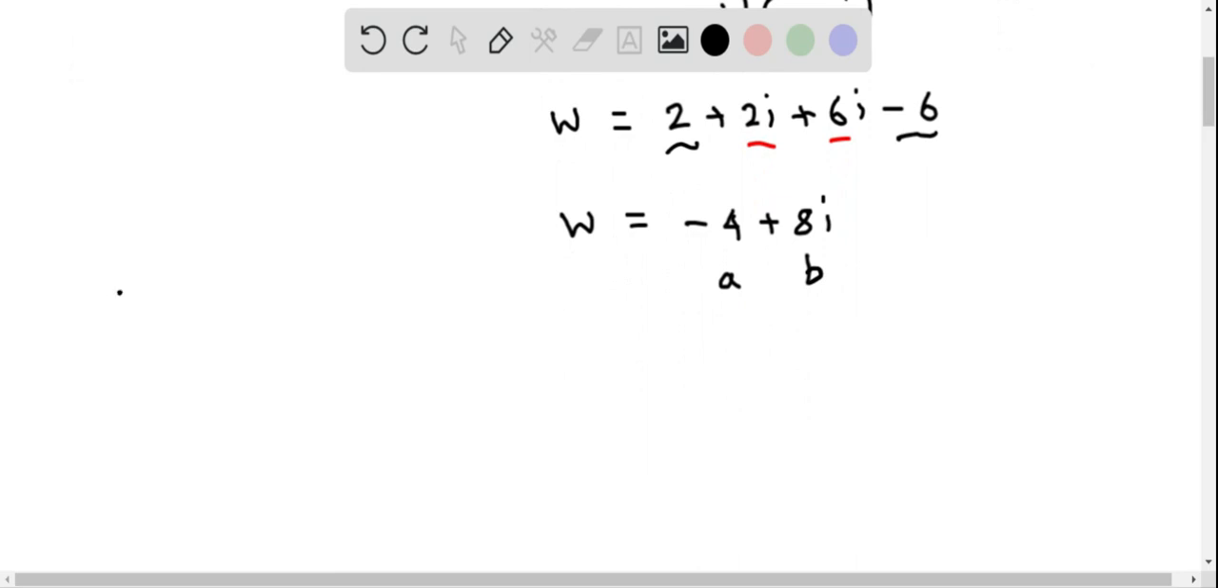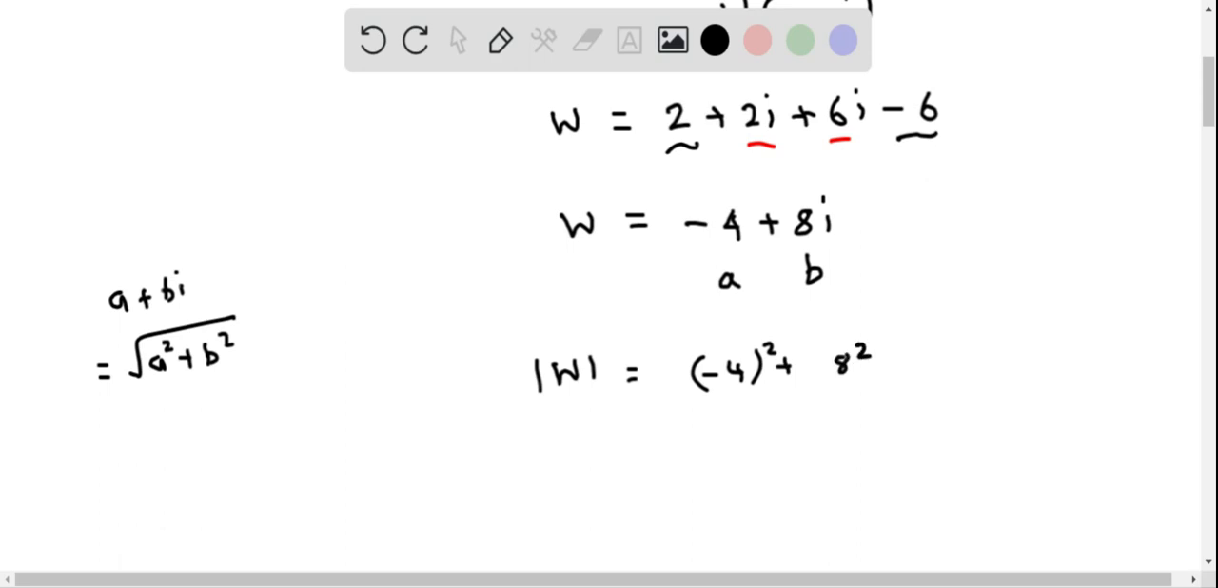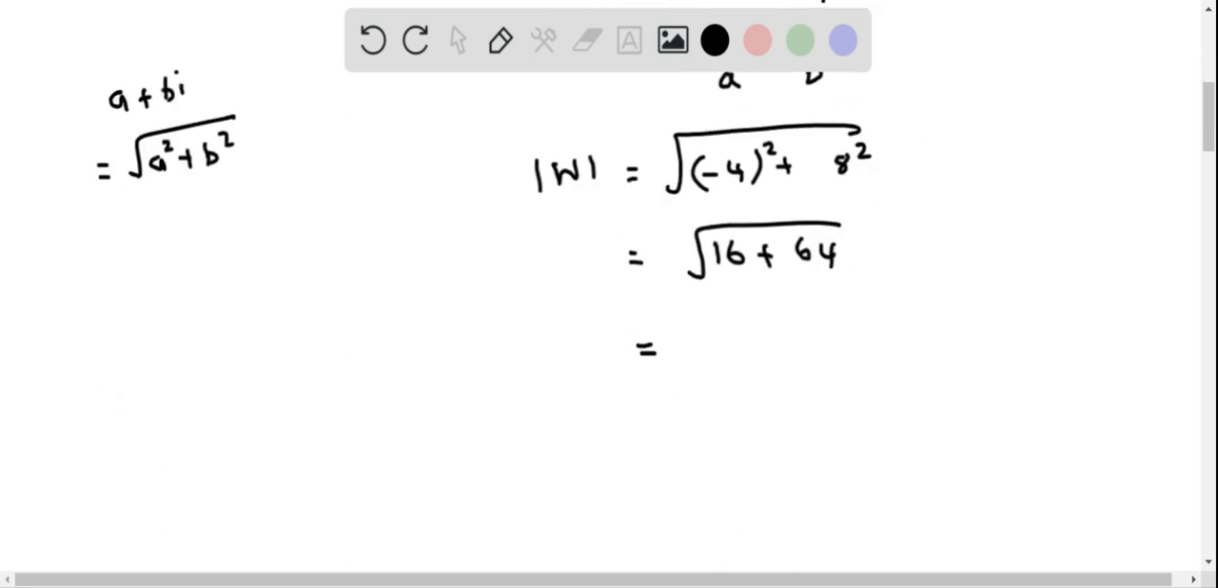The modulus formula for a complex number a plus bi is the square root of a squared plus b squared. So we will replace this formula. We write the modulus of w equals the square root of, a is negative 4, so negative 4 quantity squared, plus b is 8, so 8 quantity squared. So negative 4 squared is 16 and 8 squared is 64. So therefore this is equivalent to the square root of 64 plus 16, which is 80.